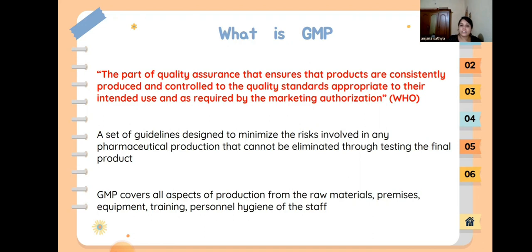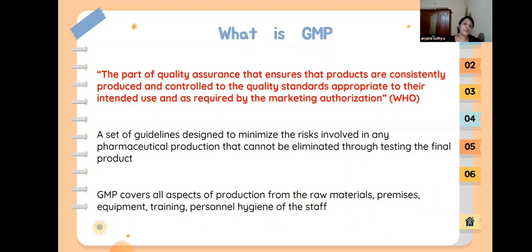GMP covers all the aspects of production, from the selection of raw materials and the storage of raw materials, to the equipment that has to be used in the production and the maintenance of the equipment, and the workers, the personal hygiene of the staff, and the work safety of the staff. All those come under GMP. That is good manufacturing practices.